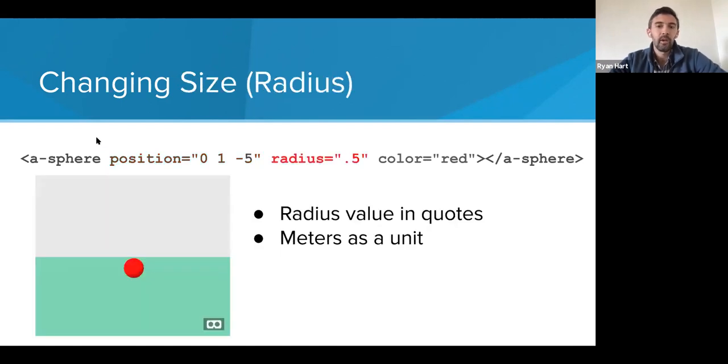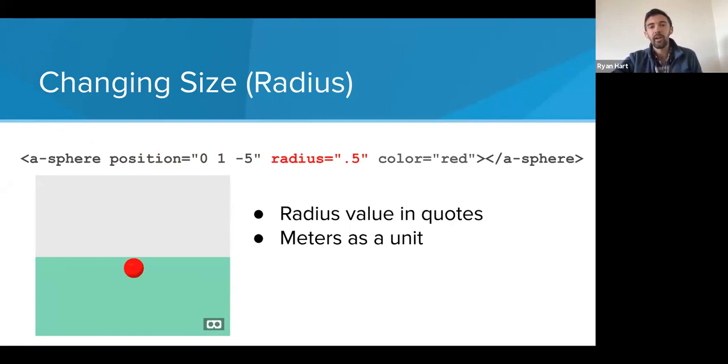The other attribute that we changed, or that you can change right now, is the radius. The radius is going to change the size of the object. In this case, the radius of our sphere is 0.5 meters, which is the unit. Again, that value is going to be in quotes. That's how the computer is going to be able to read it. And so you can modify and see how that changes the size.